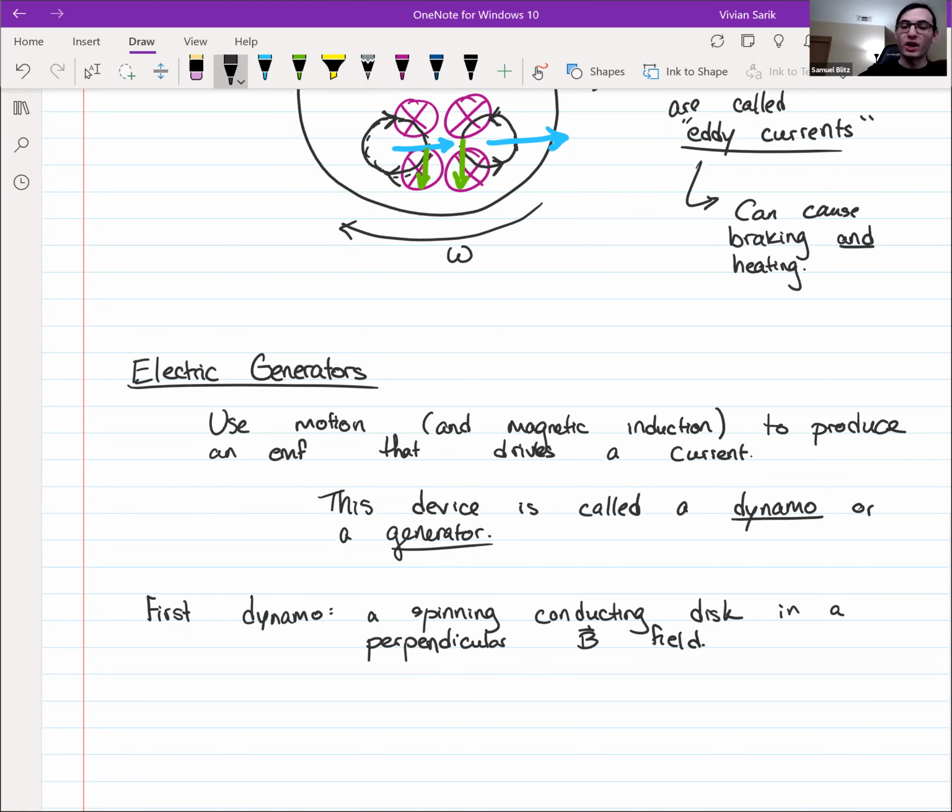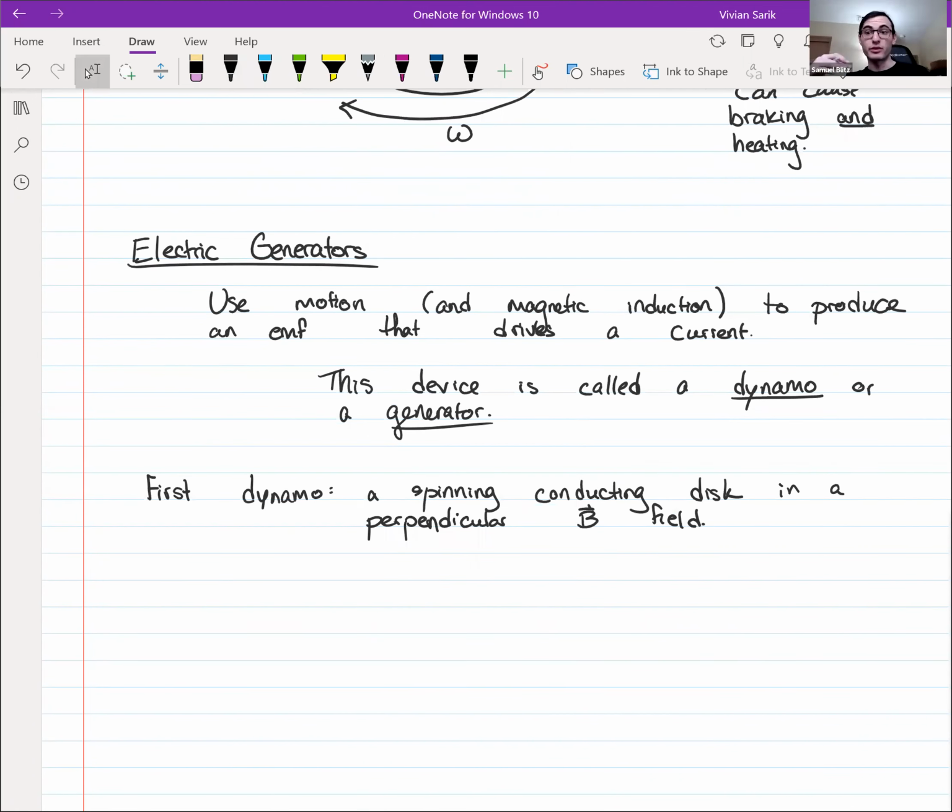So this is a dynamo, so it has to generate current, so that current has to leave somewhere and go into a circuit and then re-enter somewhere else. So one lead, or one contact, from the circuit is connected to the center, and the other is at the edge.